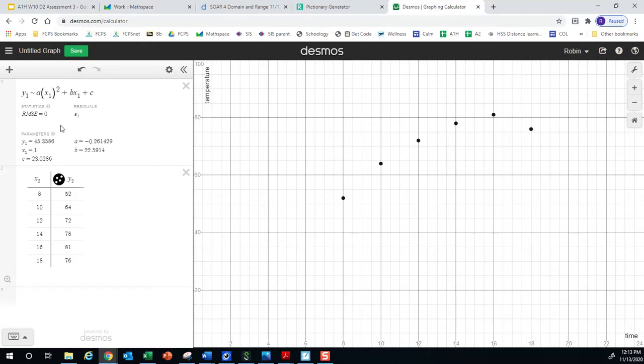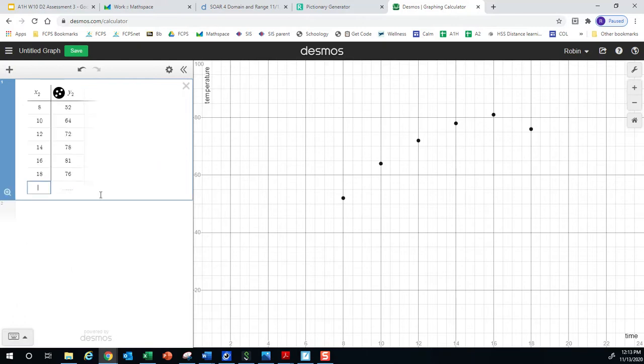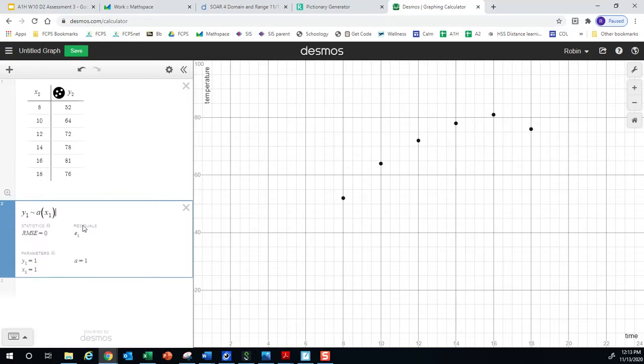And I'm just going to take this equation. I guess it has to be underneath. I'll just rewrite it down underneath. I'm going to write the equation here. y1, use the little thing, a x1 squared plus bx1 plus c.